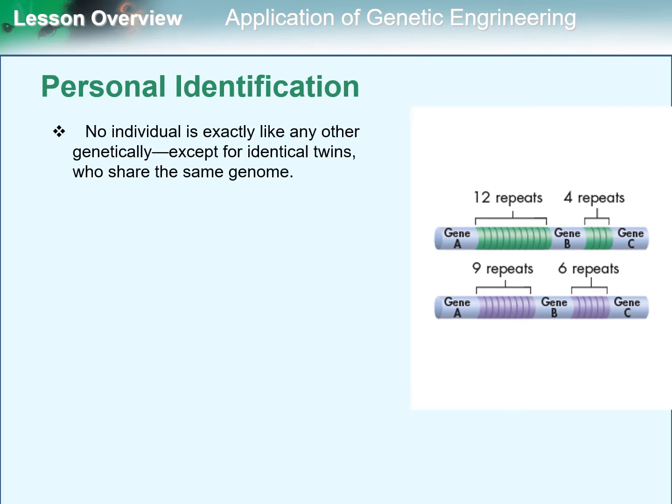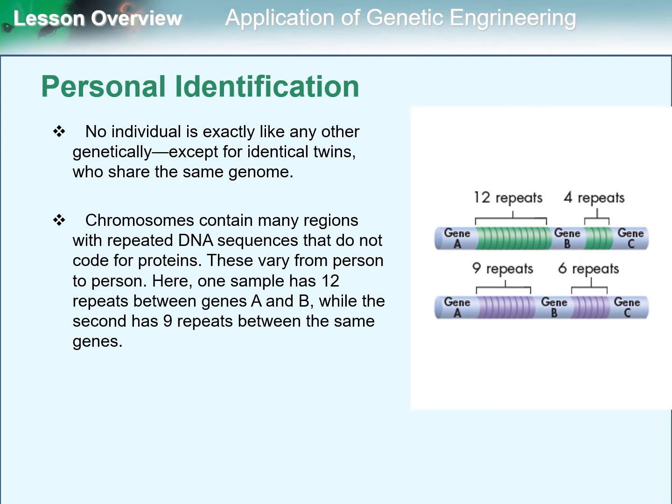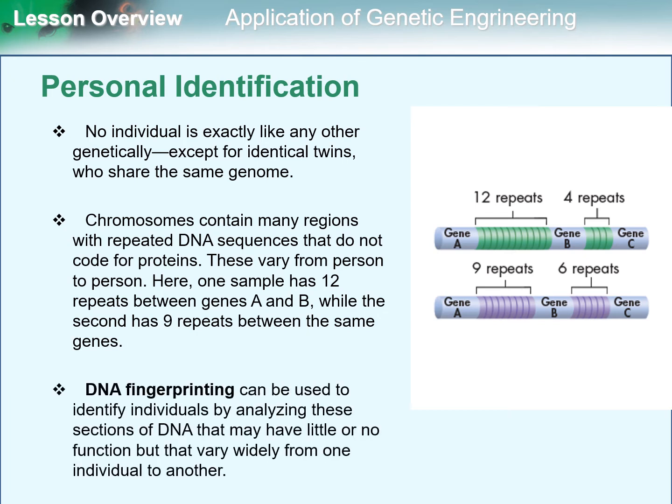No individual is exactly like any other genetically, except for identical twins who share the same genome. Chromosomes contain many regions with repeated DNA sequences that do not code for proteins. These vary from person to person. Here, one sample has 12 repeats between genes A and B, while the second has 9 repeats between the genes. DNA fingerprinting can be used to identify individuals by analyzing the sections of DNA that may have little or no function, but that vary widely from one individual to another.